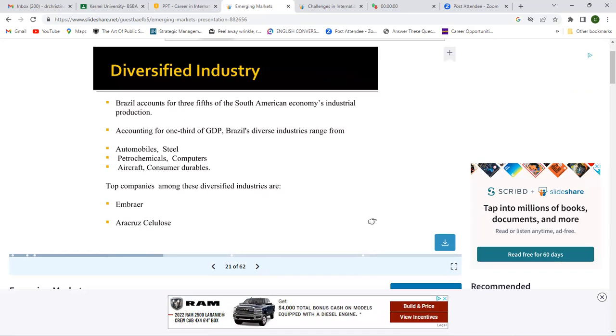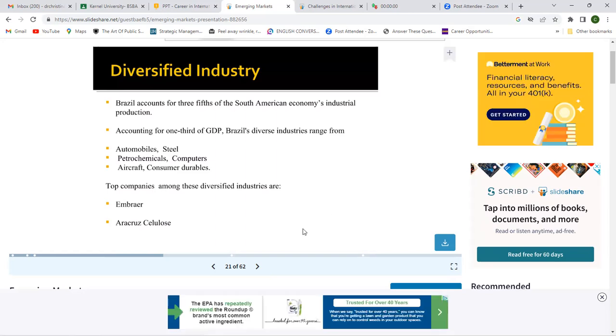Brazil accounts for about 3/5 of South America's economy and industrial production. Accounting for 1/3 of GDP, Brazil's diverse industries range from automobiles, steel, petrochemicals, computers, aircraft, and consumer durables. Top companies among these diversified industries are Embraer and Aracruz Cellulose.